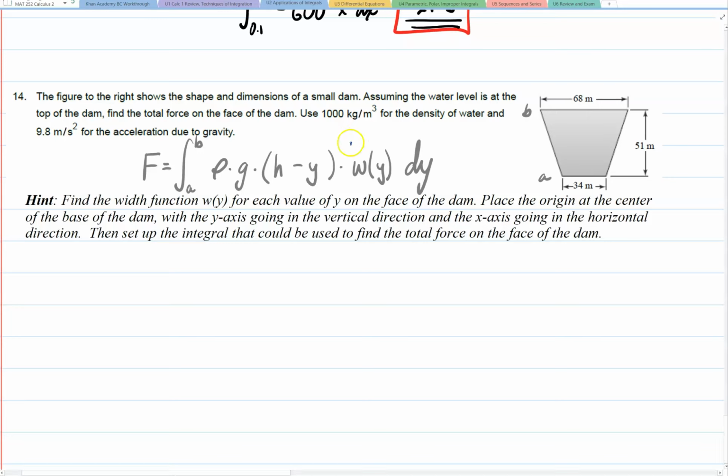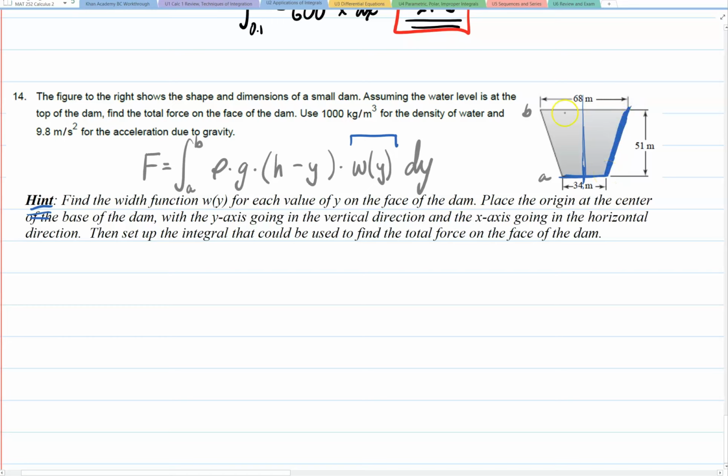So I tend to believe that the hardest part of this problem is determining our width function. The rest of the information is usually given to us pretty clearly, but determining the width function is kind of difficult. And there's a hint that's provided to us here. To find the width function, a lot of times what we do is we place the origin at the center of the base of the dam, and the y-axis is going to be this vertical direction, and our job would be to find the equation that represents this right side edge.